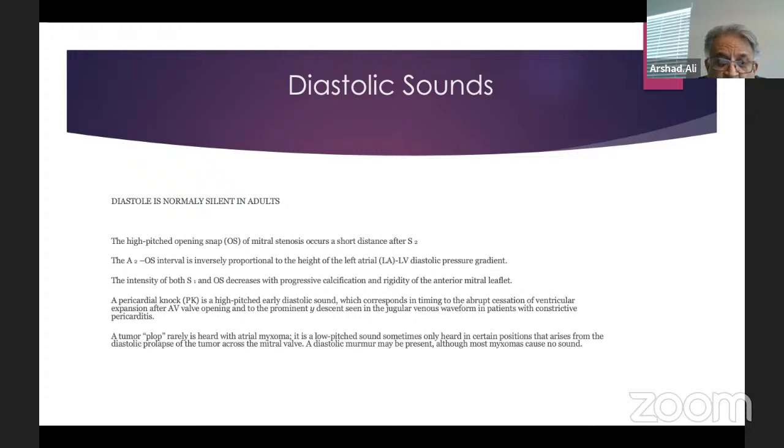The other sound you can hear in that area is a high-pitched sound, which is associated with constrictive pericarditis. It's called a pericardial knock. You can rarely hear a tumor plop with atrial myxoma. So the opening snap has differential diagnoses associated with it. There are 3: mitral stenosis, constrictive pericarditis with the pericardial knock, or the tumor plop of the myxoma.